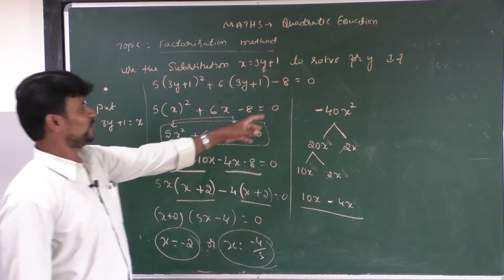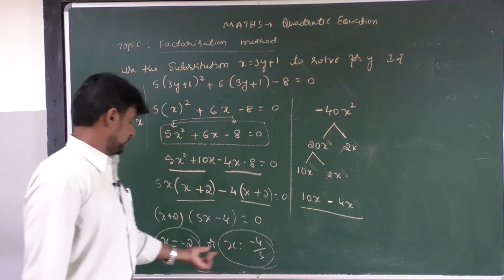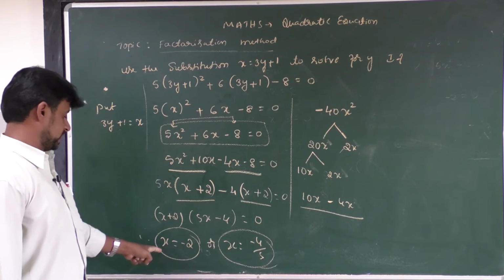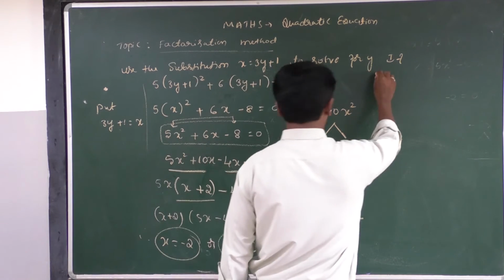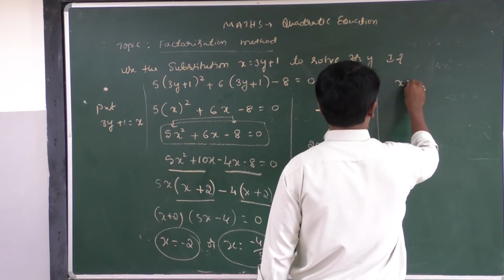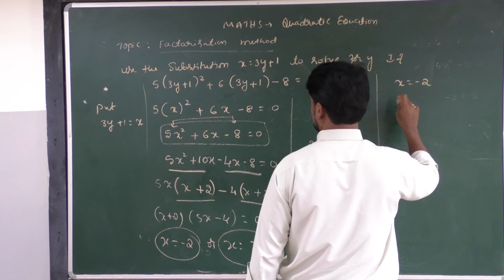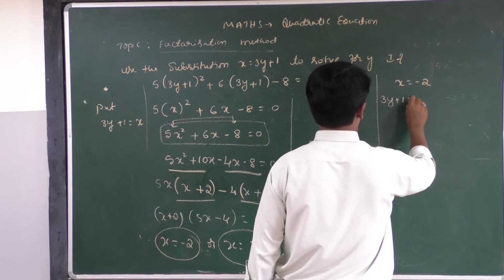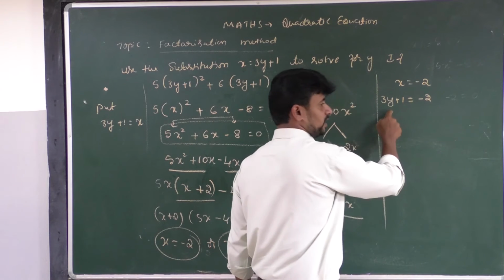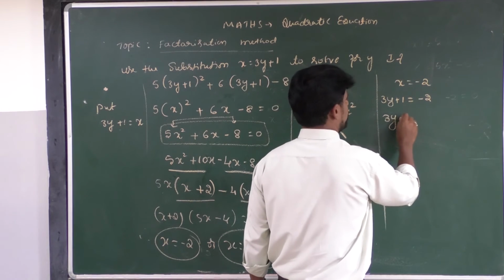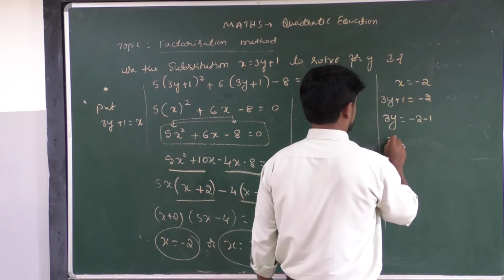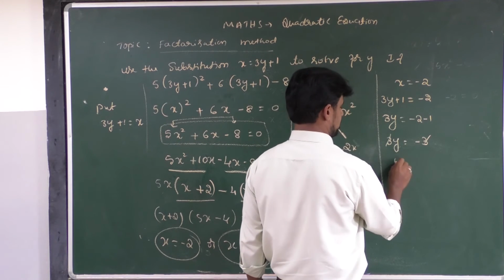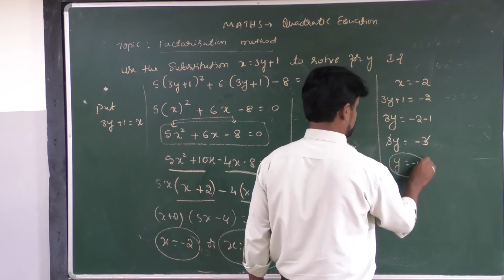But in this question we have to find the value of y. But here we have the x value. As you know that the value of x is equal to 3y plus 1. Okay, take the first value. The first value is x is equal to minus 2. What is the value of x? 3y plus 1 is equal to minus 2. We want to find the value of y. So 3y is equal to minus 2 minus 1. 3y is equal to minus 3. 3 gets cancelled. The value of y is equal to minus 1.